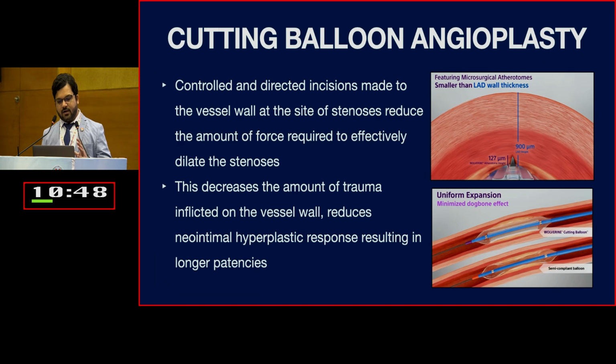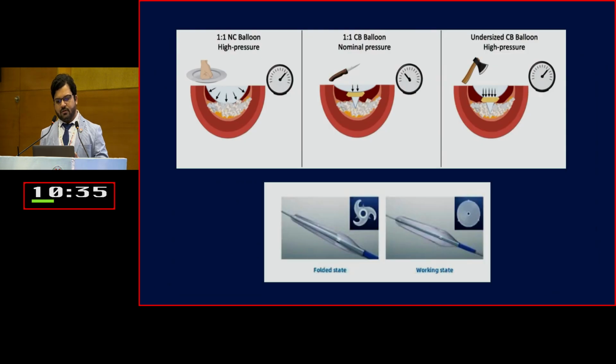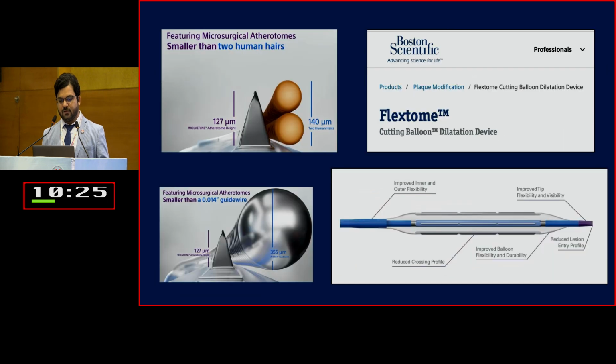These are controlled and direct incisions made to the vessel wall, and they dilate the stenosis and reduce the neointimal hyperplastic response, which is the main cause of an AV fistula getting stenosed. So this is the mechanics of a cutting balloon. We usually don't overinflate it. We inflate it to the nominal pressure because that is sufficient for cutting through the stenosis. So these are various devices which are available.